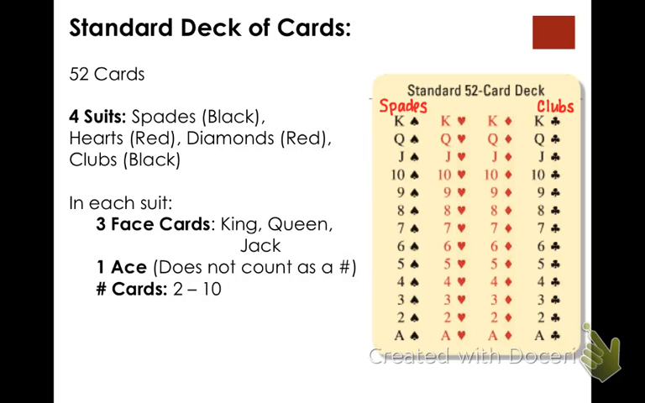Within each suit, there are 3 face cards. They're called face cards because the card has people on them. You can see their faces. That's going to be the king, the queen, and the jack. There's also going to be 1 ace. For the purposes of these problems, it does not count as a number. I know in some card games we count ace as 1, and in some card games you count it as 13. We're not going to count it as anything in this one. It's just going to be an ace.